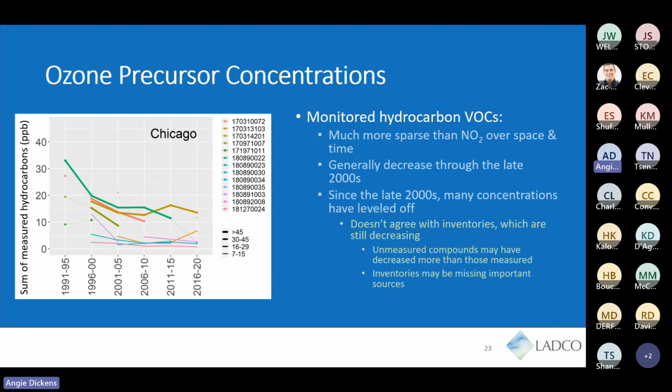So to make sure I'm looking at meaningful trends and not just variability, what I'm looking at here is a 5-year average of the measured hydrocarbons. These are in the summer.